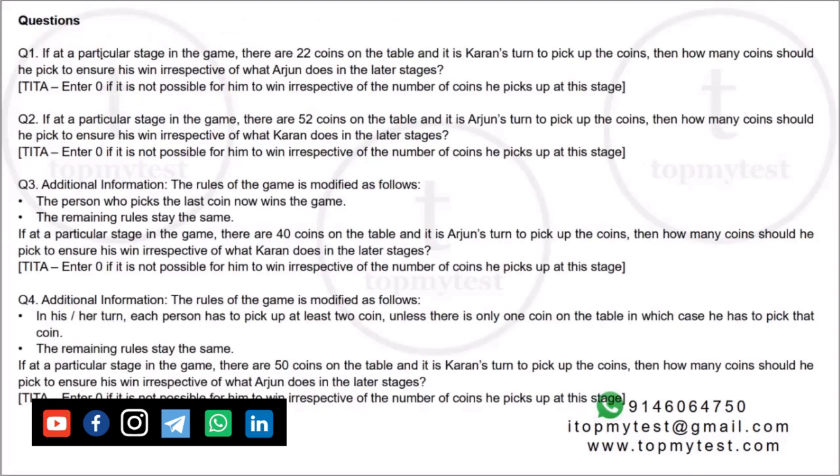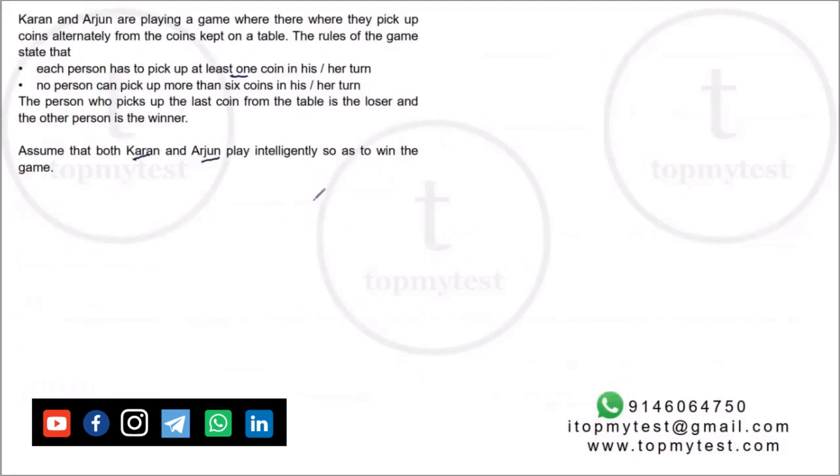If you look at the questions, the first one says, if at a particular stage there are 22 coins, then if at a particular stage there are 52 coins, and in the third and fourth, they actually modify the rules of the game. Now, in usual coin picking, matchstick picking sort of scenarios, you usually use a formula like the main factor of the game or the controlling number of the game. All these different terminologies get thrown about. We will not be using that.